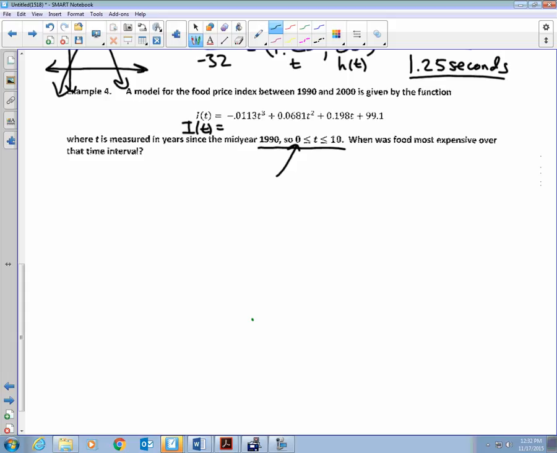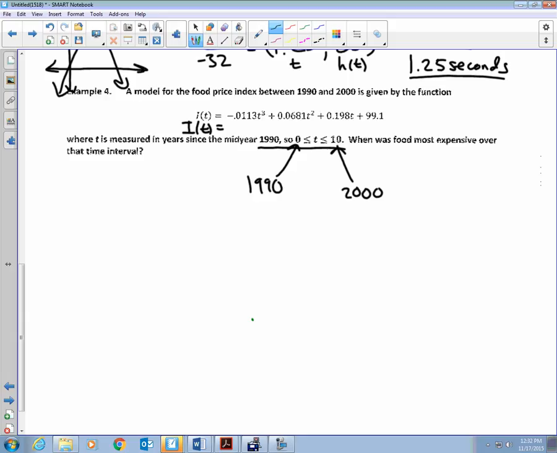What is 0? 1990. And what is 10? They're not going to write an equation that places the years at 1990 and 2000. So the beginning year was 1990, the end year was 2000. So we go from 0 to 10. That's what that's saying. It says, when was the food most expensive over that time interval?